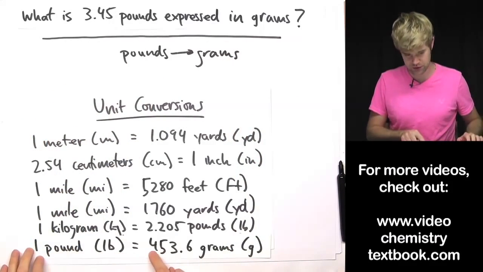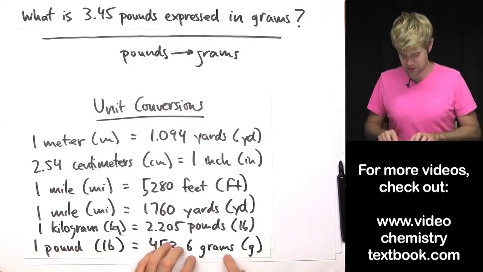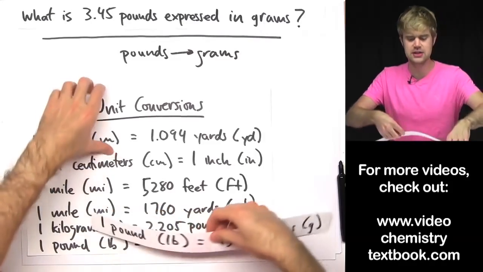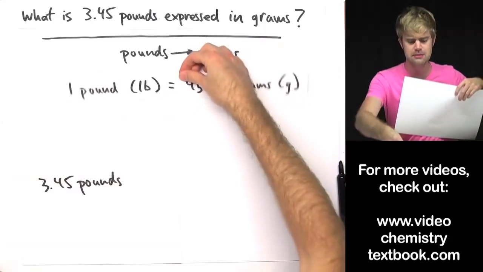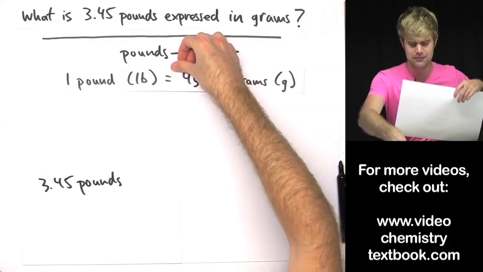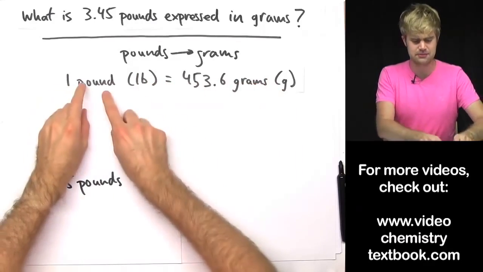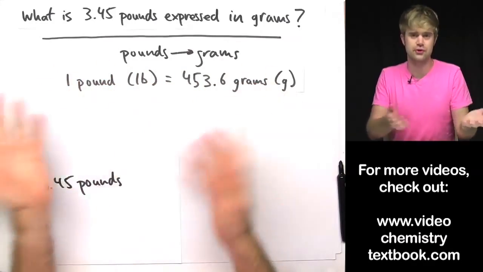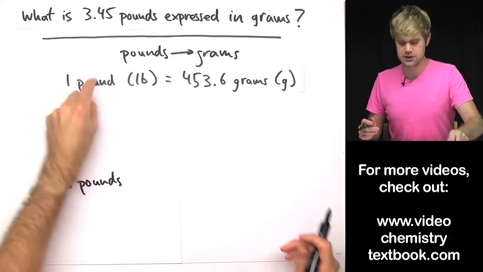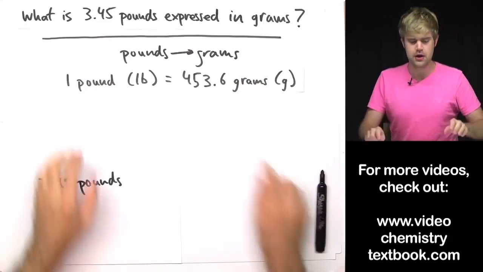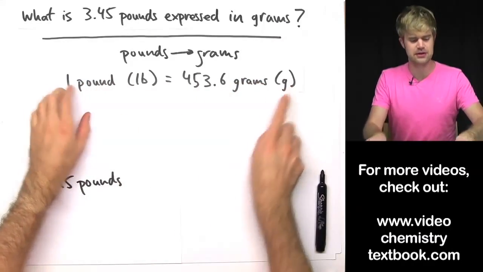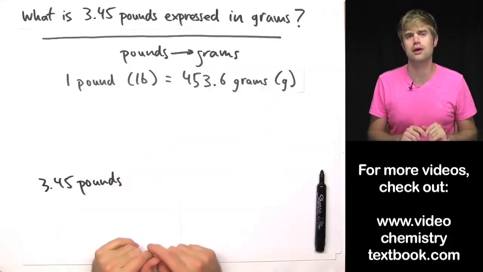1 pound equals 453.6 grams. So this is the statement that you're going to want. You can get it from a variety of places, but it's important. Now, it doesn't matter whether pounds or grams is first. It can be flipped just as long as it has both pounds and grams in it. So now we have this statement that tells us how pounds relate to grams.